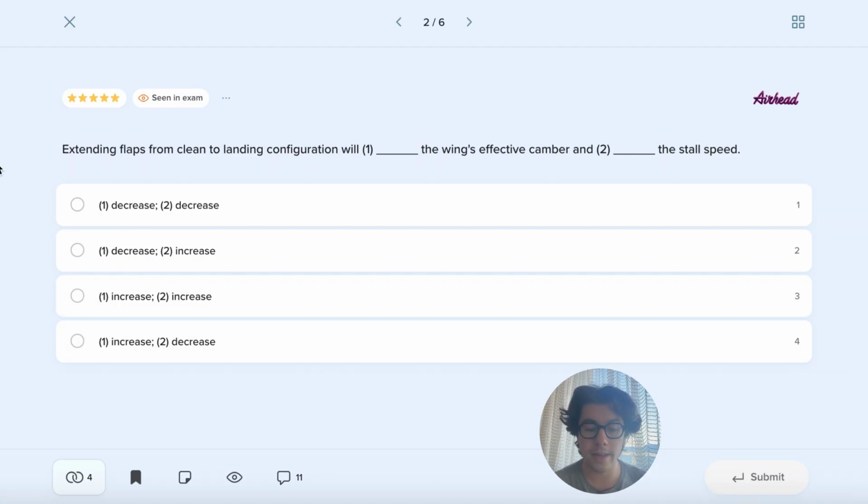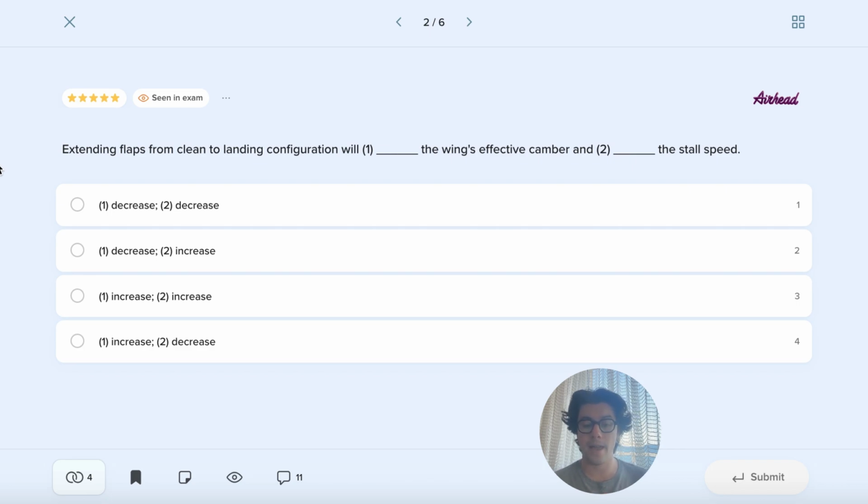Question number 2. Extending flaps from clean to landing configuration will have an effect on the wing's effective camber and on the stall speed. So of course the flaps have many different properties, and there are many different types of flaps. You can have leading edge flaps, you can have normal type of flaps, Fowler flaps, and there are essentially quite a few types, and they all do slightly different things. However, generally the properties and the effect will be the same, meaning the flaps are there to increase either our CL, so the coefficient of lift, or the drag. And each configuration will serve a slightly different purpose.